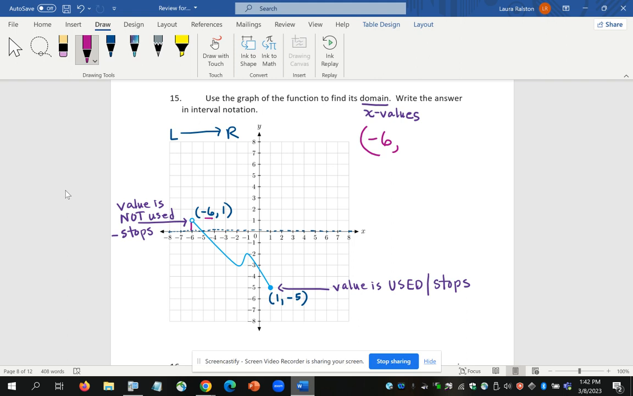And I keep going. I'm still going to see it at -5. I'm still going to see it at -4, -3, -2, -1, 0, 1. But when I get to 2, I don't see anything. So the last place I see something is at +1, but +1 is part of the graph. It's included because it's a colored in dot, so I would have a bracket. So my domain runs from -6 to +1, but I do not include the -6 as indicated by the parenthesis, but I do include the +1 indicated by the bracket.